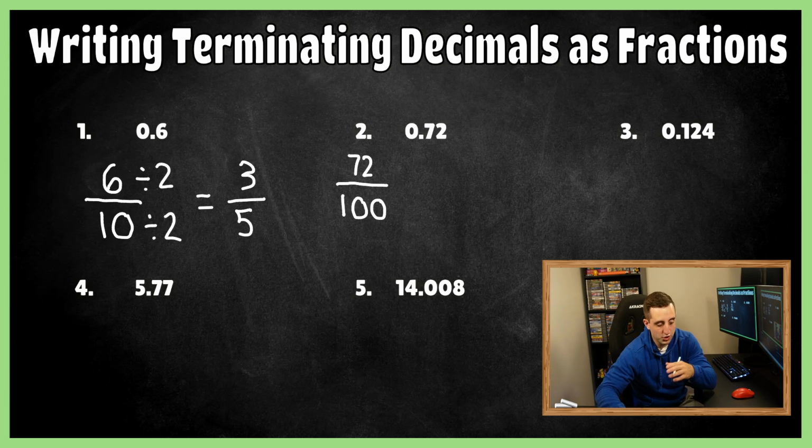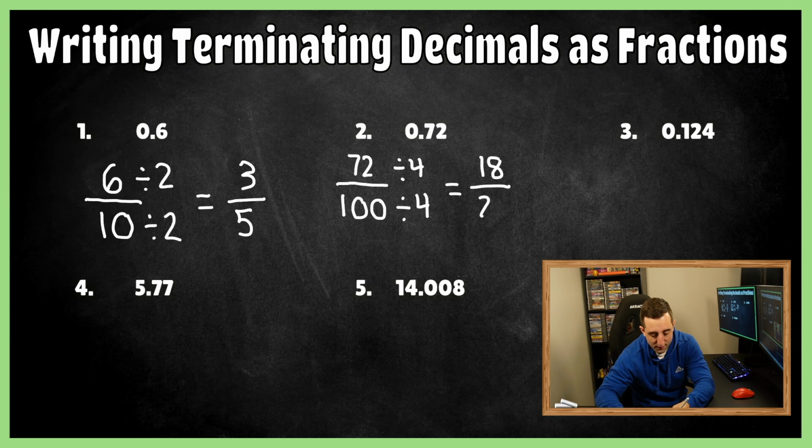Once again, we want to check to see if we can simplify 72 and 100, and we can because they are both divisible by 4 this time. If we divide the top and bottom by 4, we are going to end up getting 18 as our numerator and 25 as our denominator. So 72 hundredths is the same thing as 18/25 for number 2.